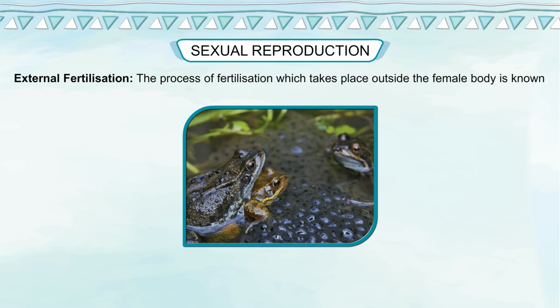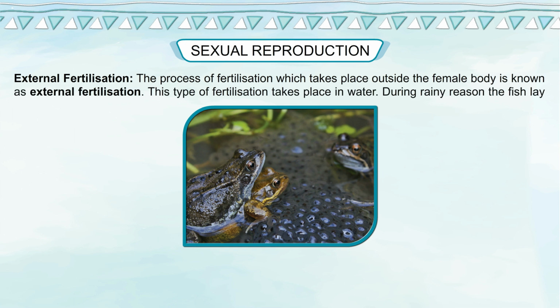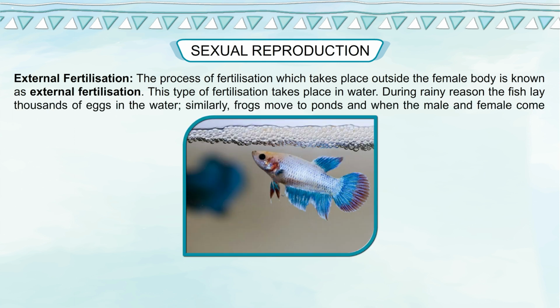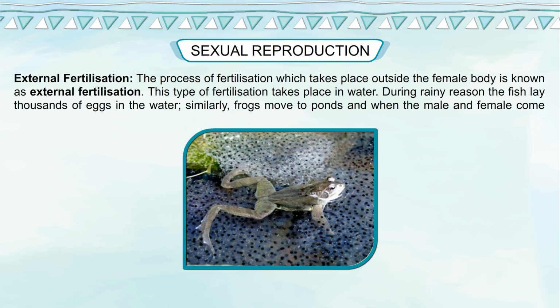External fertilization. The process of fertilization which takes place outside the female body is known as external fertilization. This type of fertilization takes place in water. During rainy season, the fish lay thousands of eggs in the water. Similarly, frogs move to ponds, and when the male and female come closer, the female releases thousands of eggs in the water.